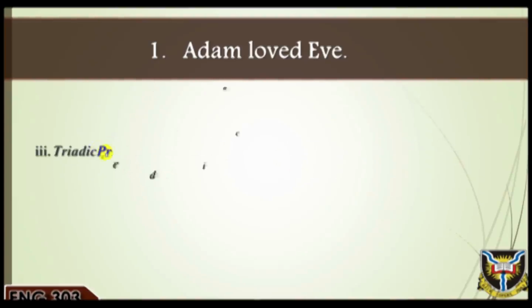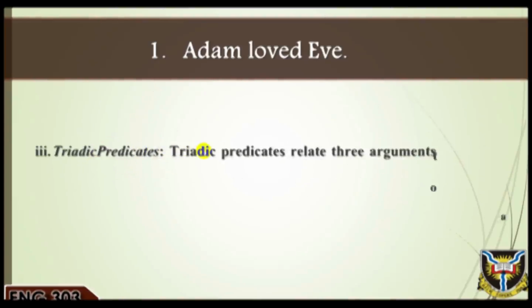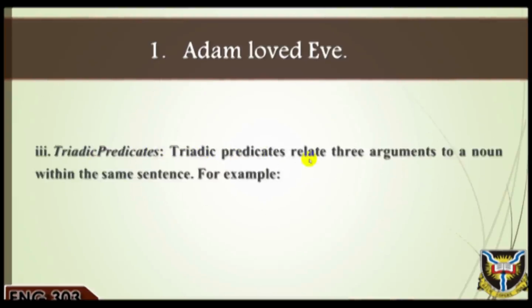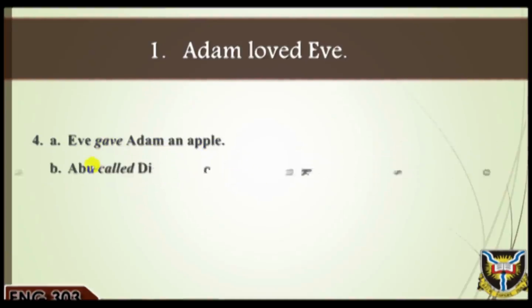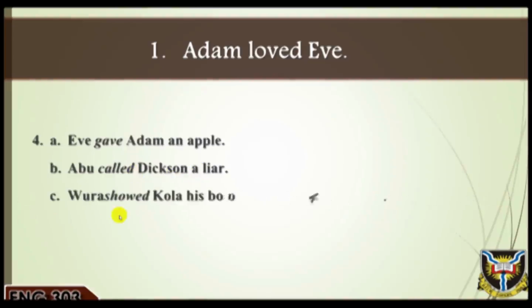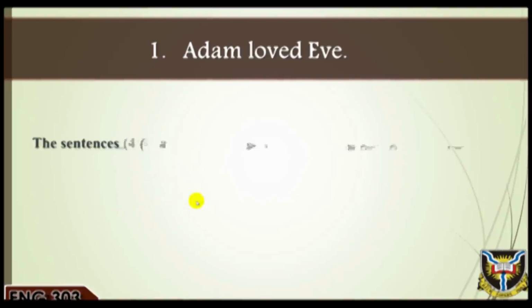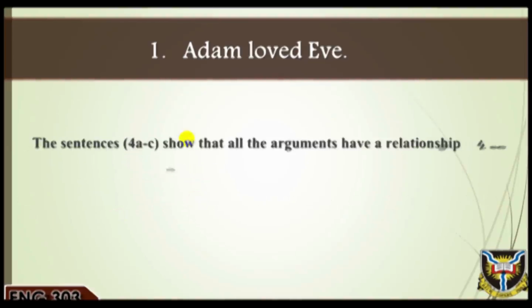3. Triadic predicates. Triadic predicates relate three arguments to a verb within the same sentence. For example, 4a. Eve gave Adam an apple. b. Abu called Dixon a liar. c. Wura showed Kola his book. The sentences 4a to c show that all the arguments have a relationship with the verb in their respective sentences.